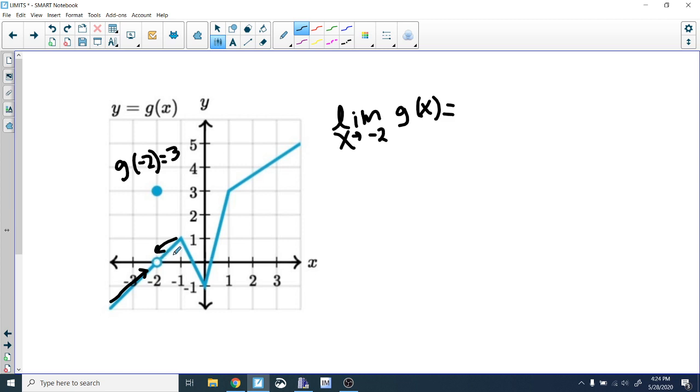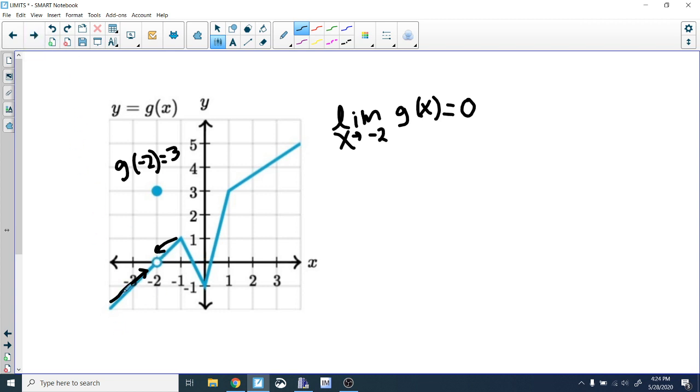That hole, okay, where the graph would be going is a y-coordinate of 0. And therefore, that is the answer to the limit as x approaches -2 of g of x. It's like, where would I be if I could go there? If I could just continue with this graph, what would that y-coordinate have been? It would have been 0.